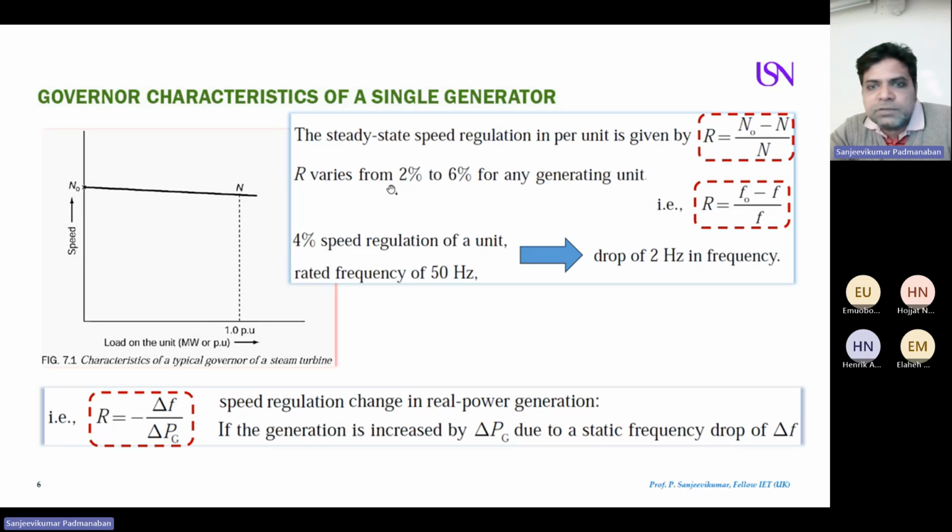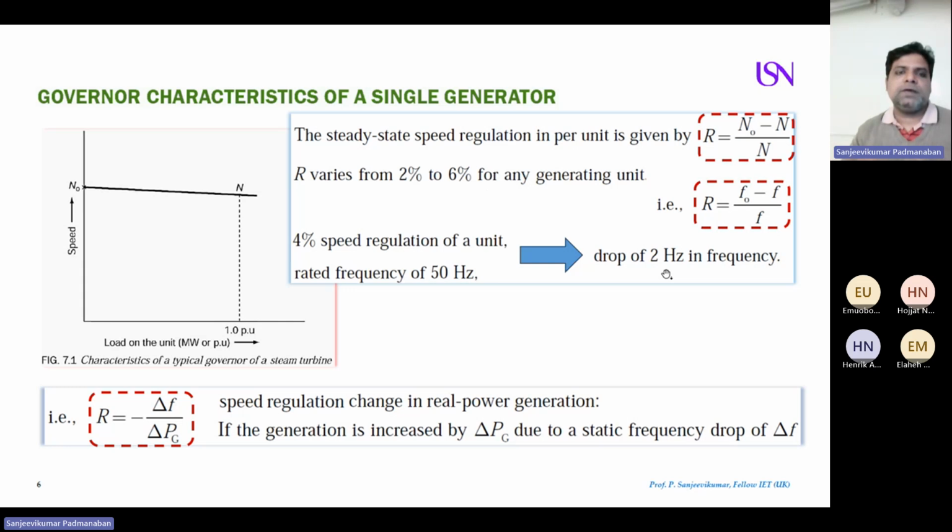Then how to calculate the regulation with respect to the frequency. The frequency can vary between 2% to 6% for any generating units, where the regulation of your frequency is the same as the speed, no load frequency minus full load frequency divided by full load frequency. And in a standard application, we go for 4% speed regulation of a unit with a rated frequency of 50 hertz. Then the frequency can drop up to 2 hertz. So for example, I have 50 hertz at rated conditions. As the load increases to full load, the frequency can drop to a maximum of 2 hertz.